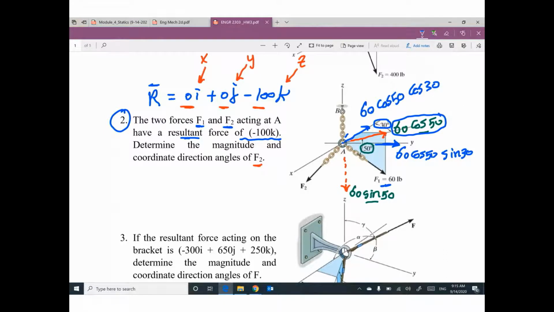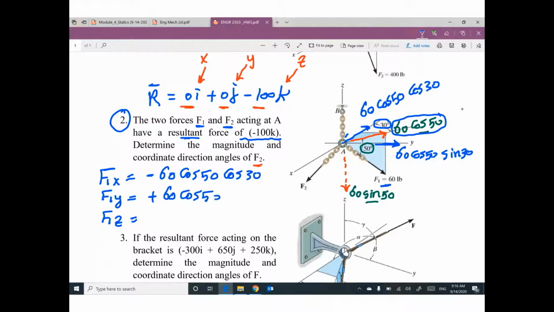So for F1x, F1y, F1z, I can get these components. For F1x, I believe it will be negative 60 cosine 50 cosine 30. Normal, nothing new. For y, we have positive 60 cosine 50 sine 30. For z, we have negative 60 sine 50. Any questions so far?